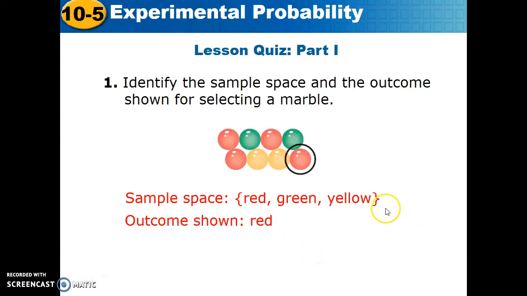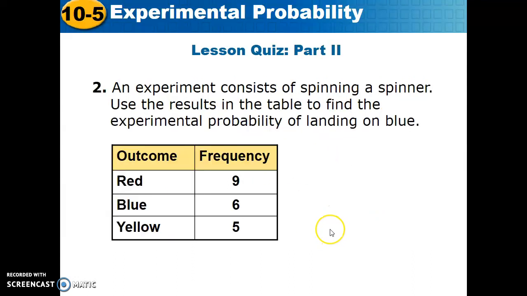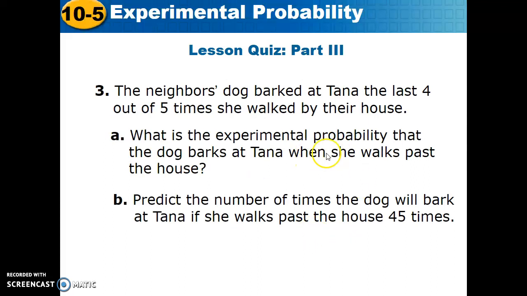For part 1, it says identify the sample space and the outcome. Sample space is red, green, and yellow. The outcome, the one that they've selected, is red. Question number 2, it says we're spinning the spinner. What's the experimental probability of landing on blue? That is 6 out of 20. We're going to reduce that to 3 out of 10. And part 3, experimental probability, 4 out of 5, 80%. The dog barked. What if she walks by 45 times? We're going to find 80% of 45, 0.8 times 45, which is 36.